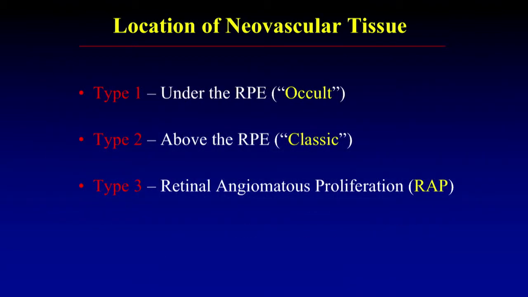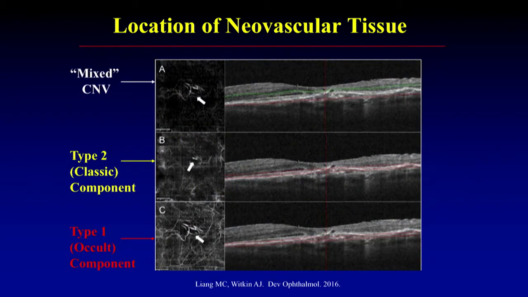We can also look at the specific location of the neovascular tissue. Is it under the RPE, above the RPE, or in the retina? Here's an example of a mixed type CNV, and you can look at the specific components and the size and shape of the classic component or the occult component.